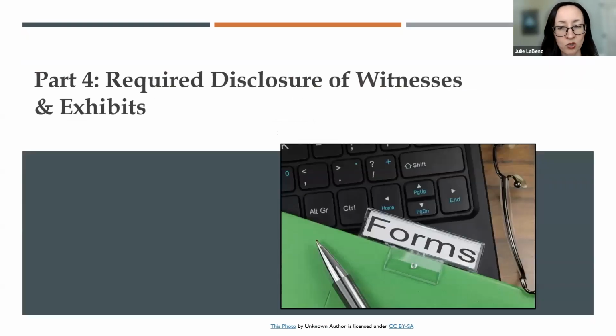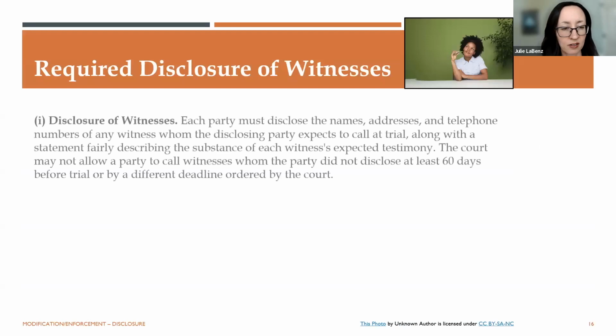Let's look at required disclosure for witnesses and exhibits. Each party must disclose the names, addresses, and telephone numbers of any witness who you expect to call at trial, along with a statement fairly describing the substance of each witness's expected testimony. The court may not allow a party to call a witness if you didn't disclose the witness at least 60 days before trial.